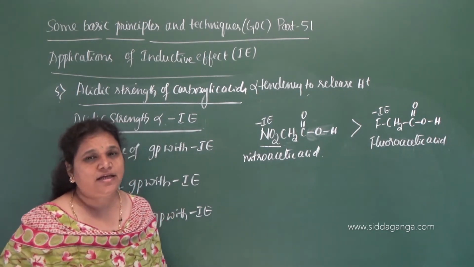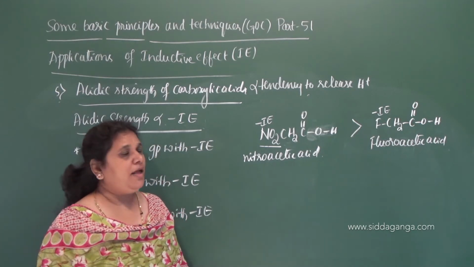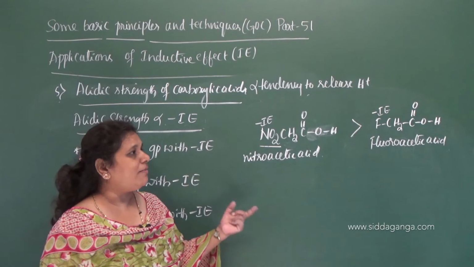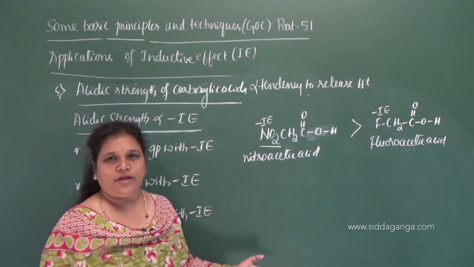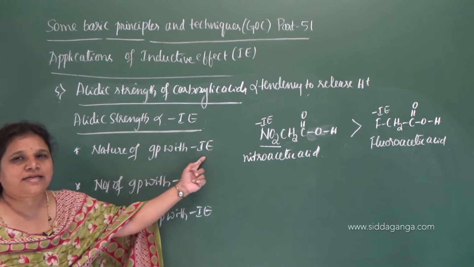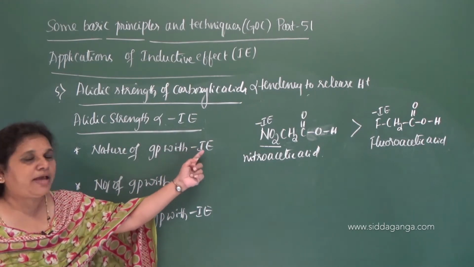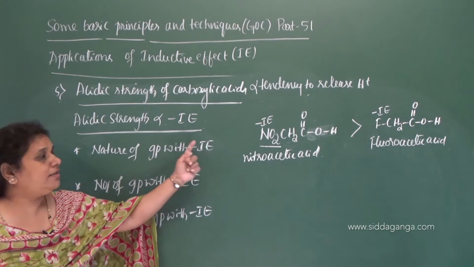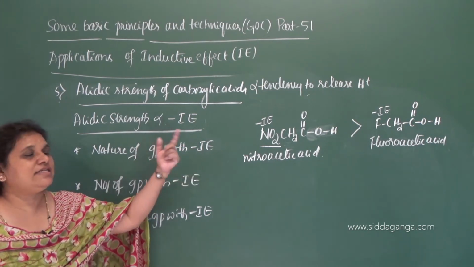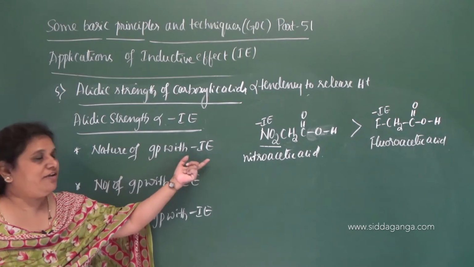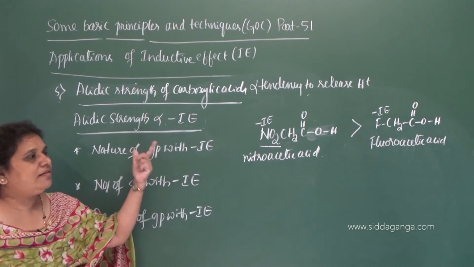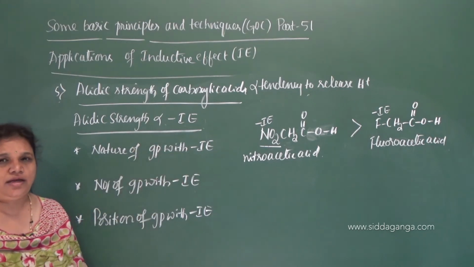What is the reason? The reason is very simple. The magnitude of minus I effect given by NO2 is more compared to that of fluorine. So therefore, it depends on the nature of the group with minus I effect. As the magnitude of minus I effect increases, the acidic strength is also more. If a group exerts more magnitude of minus I effect, then the acidic strength also increases.